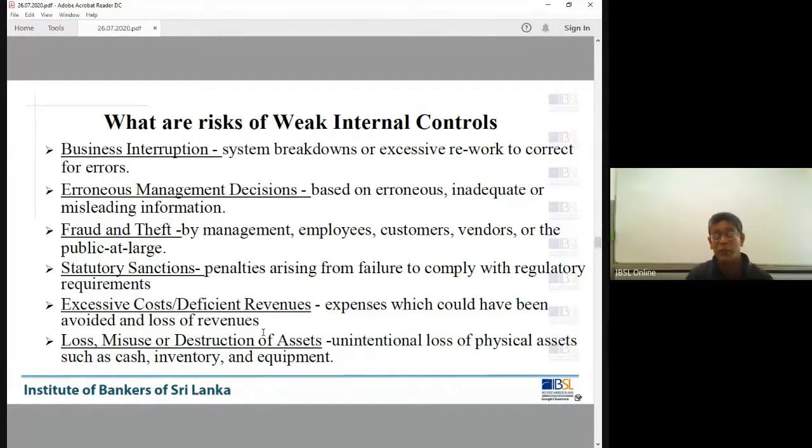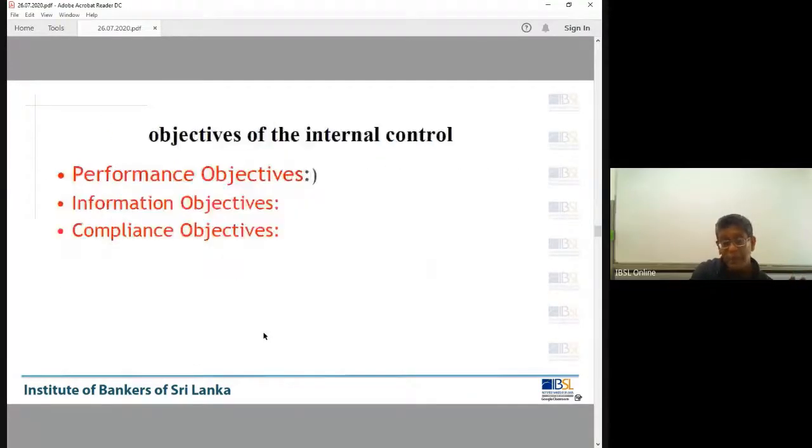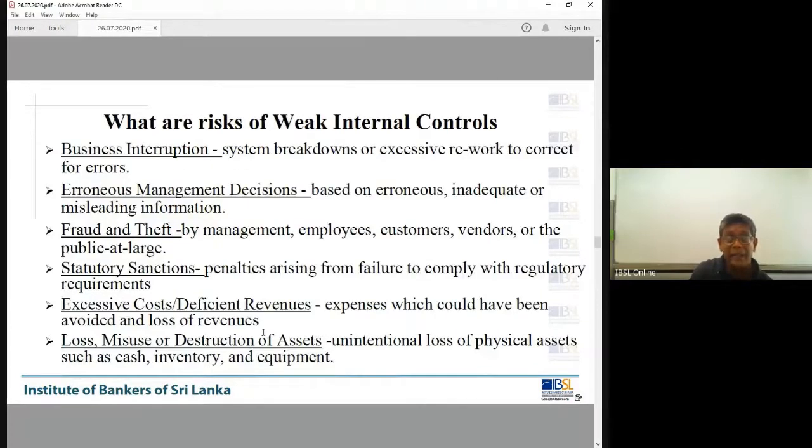So now we have discussed what internal control is, what the objectives of internal controls are, and if you don't have internal control in your organization, what types of risks your organization is going to face. Then we are going to look at another area.